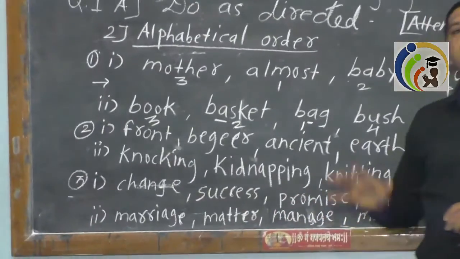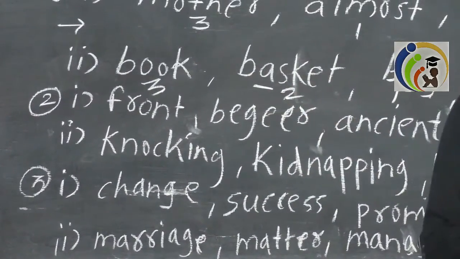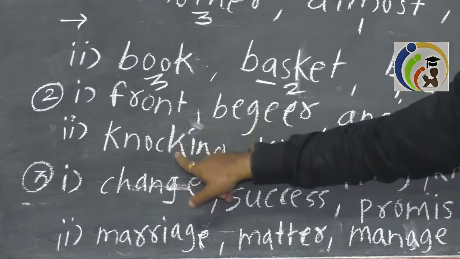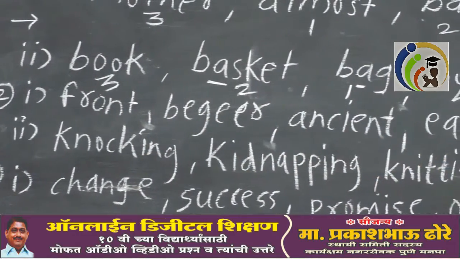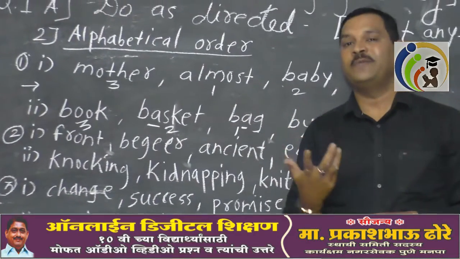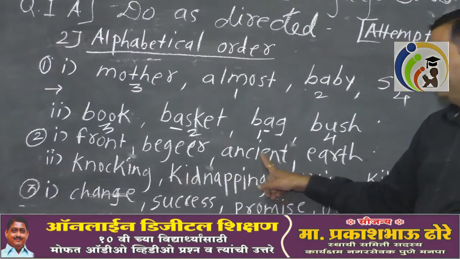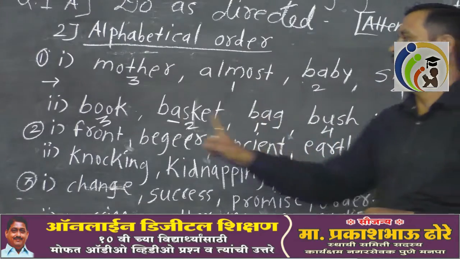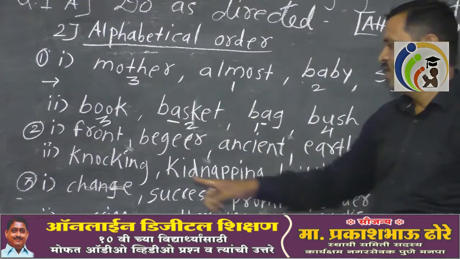Second set, my dear children, is from the board exam. As per the previous example, two sets are there. First one is front, beggar, ancient, earth. Very easy because the first letter is different. So what would be the alphabetical order? Ancient, second beggar, third earth and fourth front. Very easy one. Go to the next one.